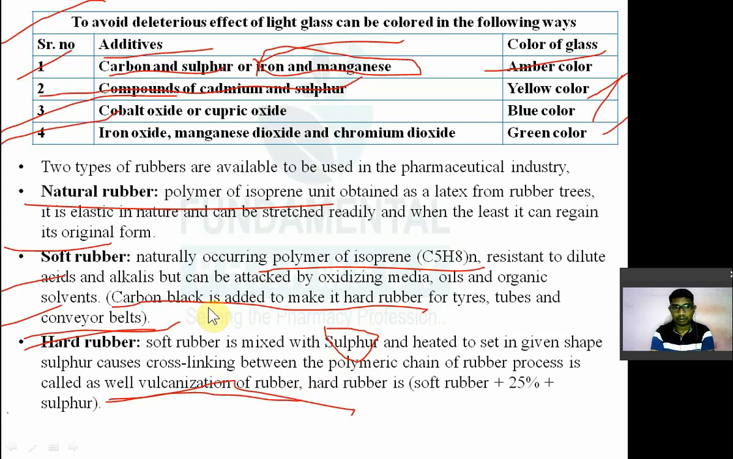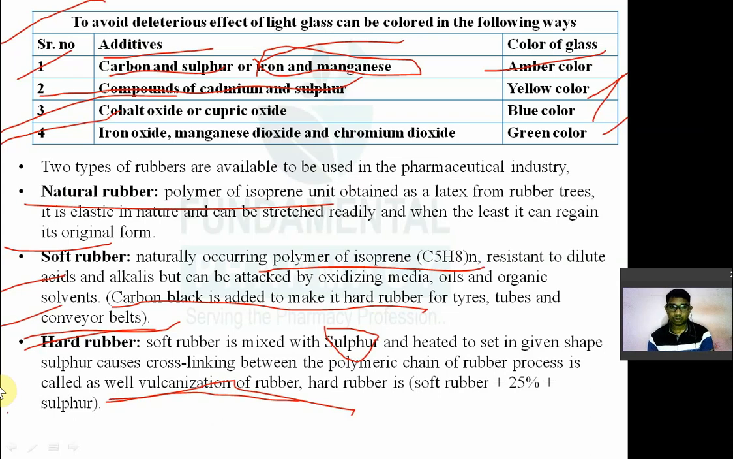So hard rubber can be made from soft rubber by addition of sulfur. That is the vulcanization process. Remember, understand what vulcanization means. You got what is meant by vulcanization? Your college may not have taught this, what is vulcanization of rubber and all that, because nobody cares. So hard rubber can be made from soft rubber.